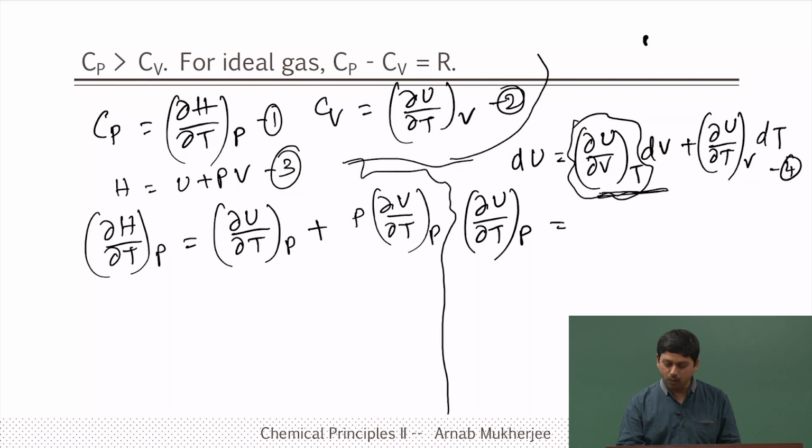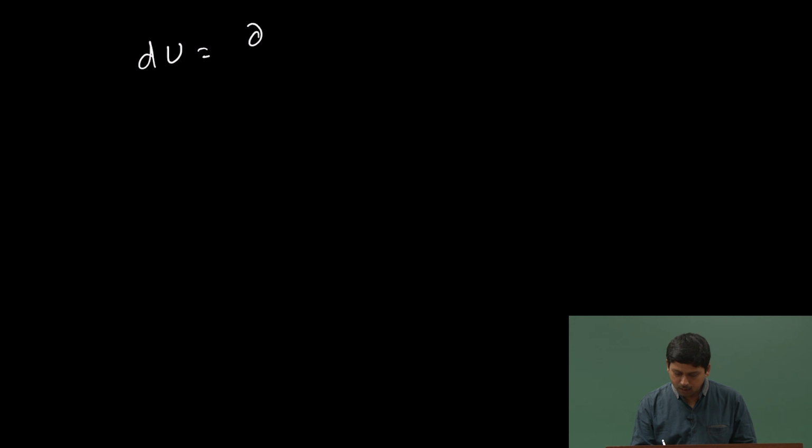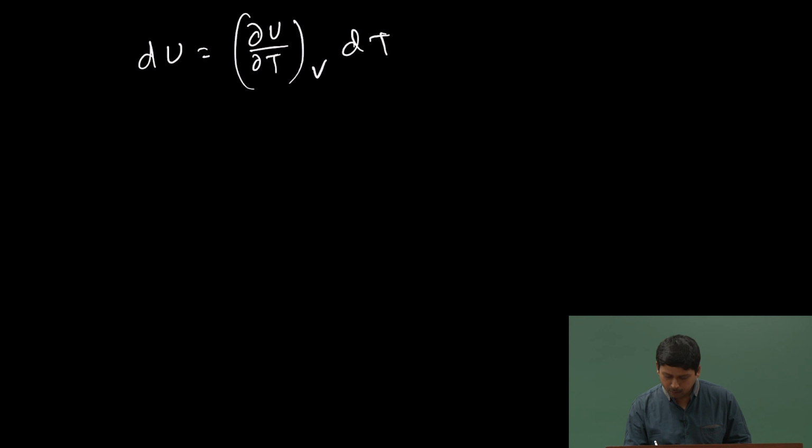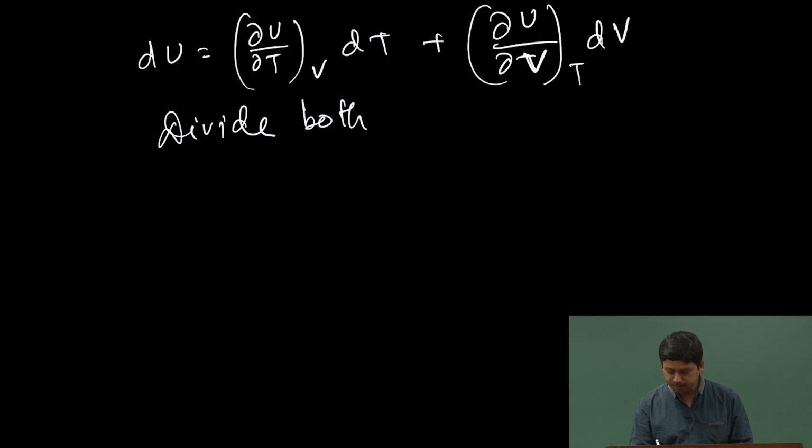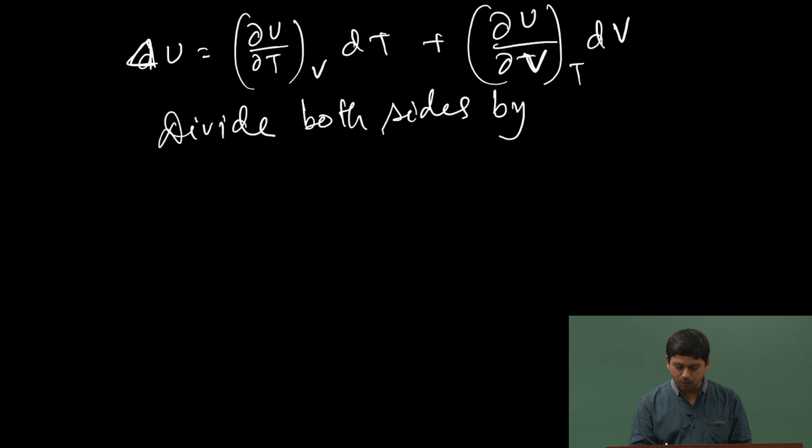If you want, I can do it in one more step. Let me write it here. dU is del U by del T at constant volume plus del U by del V dV. This is what we have. What we are doing is dividing both sides by, in fact, imagine that it is not dU, imagine it is delta U.